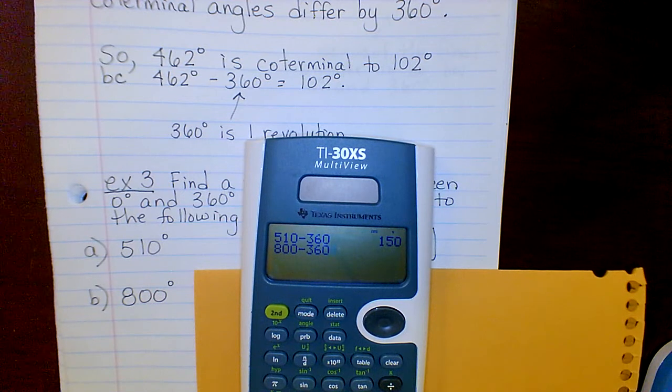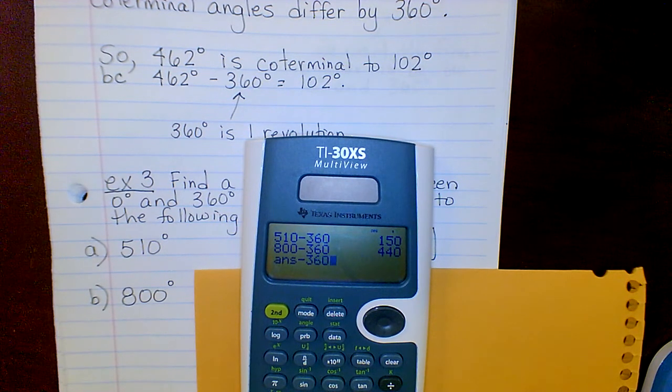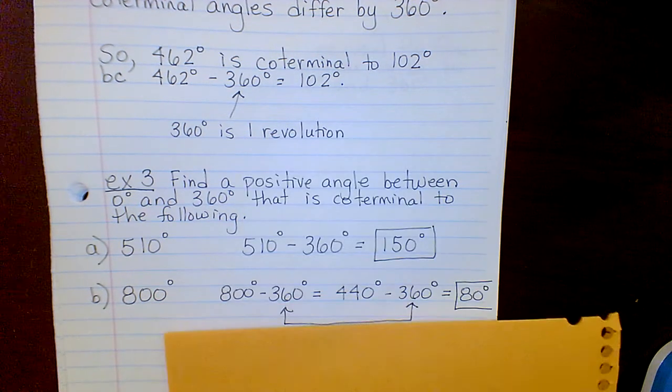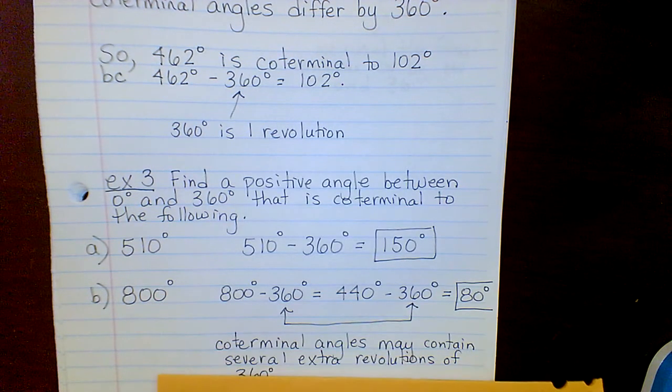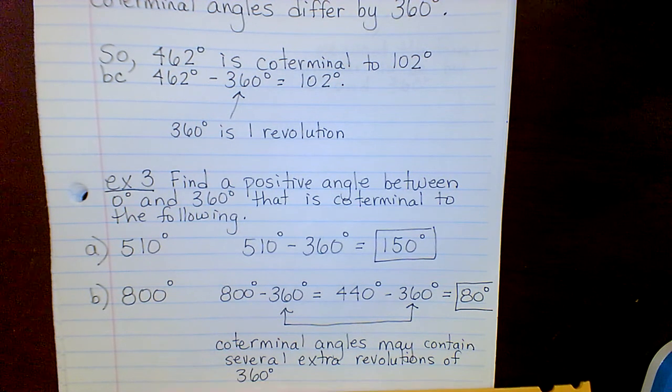Okay, so let's do one more. 800 minus 360, oh, 440. That's not between 0 and 360. That's because there's another revolution in there. So let's take out another revolution. Ah, cool. Now I got 80. So for this one, coterminal angles may contain extra revolutions. It doesn't have to just be one 360 degree revolution extra. It could have multiple revolutions, okay?